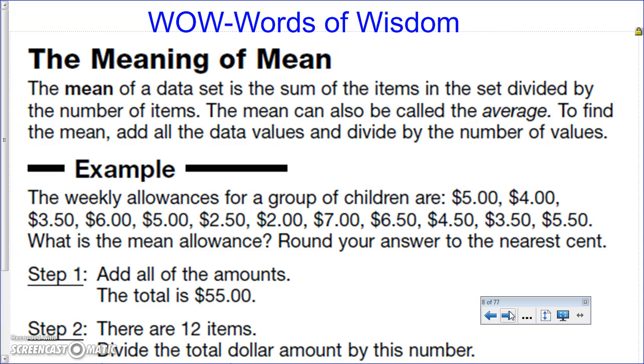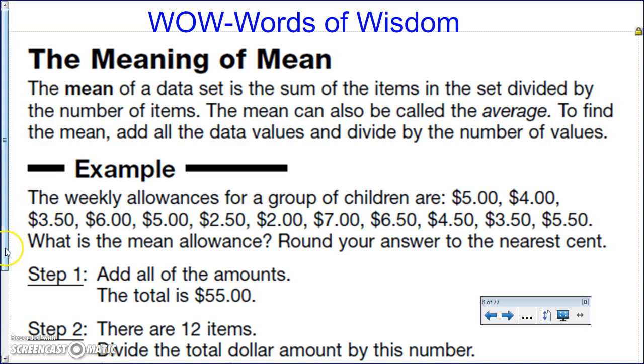In our example here, the weekly allowances for a group of children are $5, $4, $3.50, $6, $5, $2.50, $2, $7, $6.50, $4.50, $3.50, and $5.50. What is the mean allowance? Round your answer to the nearest cent.